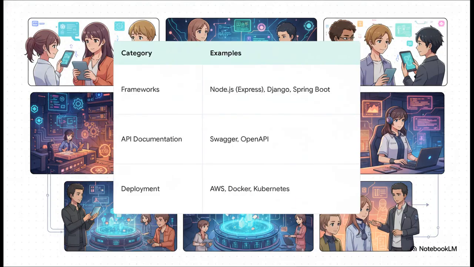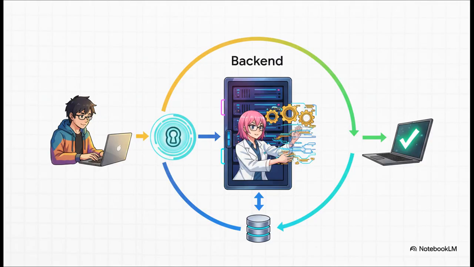So, how is a backend actually built? Well, it's created using a whole bunch of powerful tools. As you can see here, you have frameworks which provide the basic structure for the app's logic. Then there are tools for API documentation, which is like an instruction manual for how the front end and back end talk to each other. And finally, you have deployment platforms which are used to host the application and make it available to users all over the world.